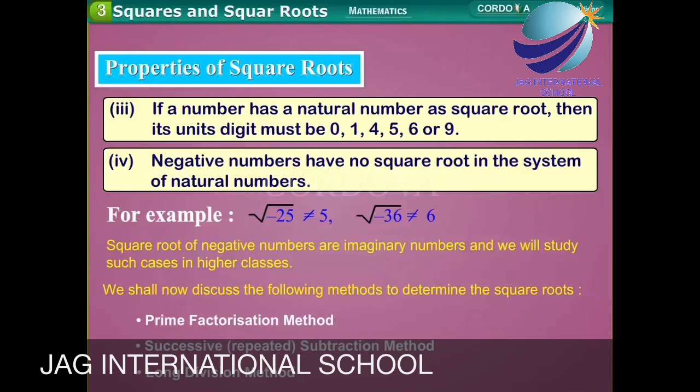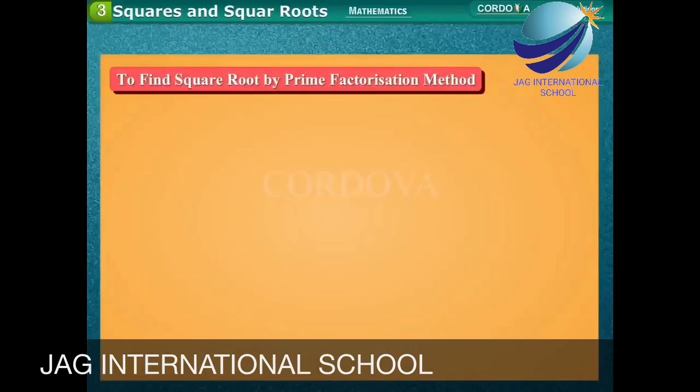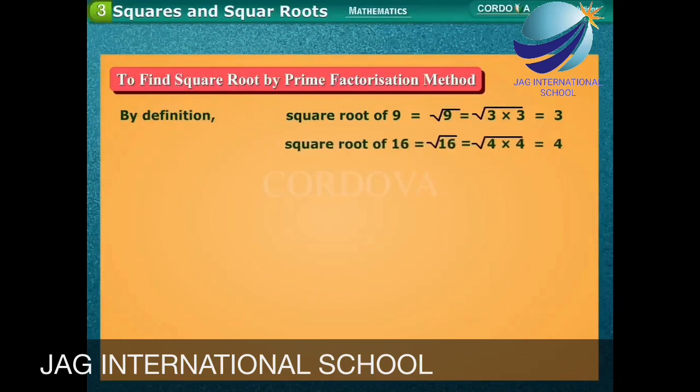We shall now discuss the following methods to determine square roots: prime factorization method, successive repeated subtraction method, and long division method. To find the square root by the prime factorization method, by definition, the square root of 9 is equal to the square root of 3 into 3, which is equal to 3. The square root of 16 is equal to the square root of 4 into 4, which is equal to 4.